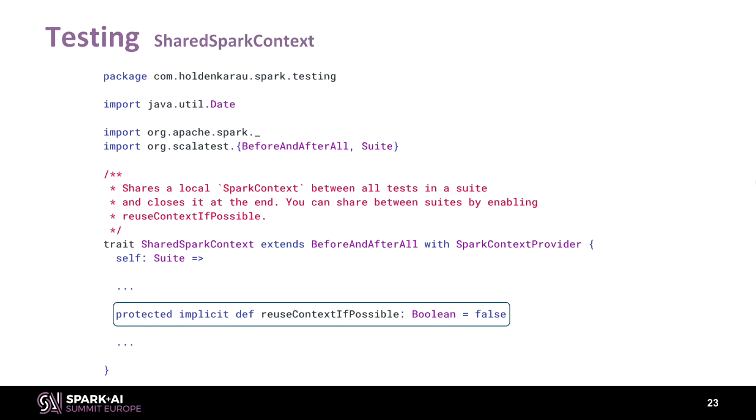But you can just take a look if you want. Then this class is the code from Holden Karau. It's just the SharedSparkContext, which is a trait. And as you can see, it has a variable, reuseContextIfPossible. By default, it's false. So by default, you are not going to share.